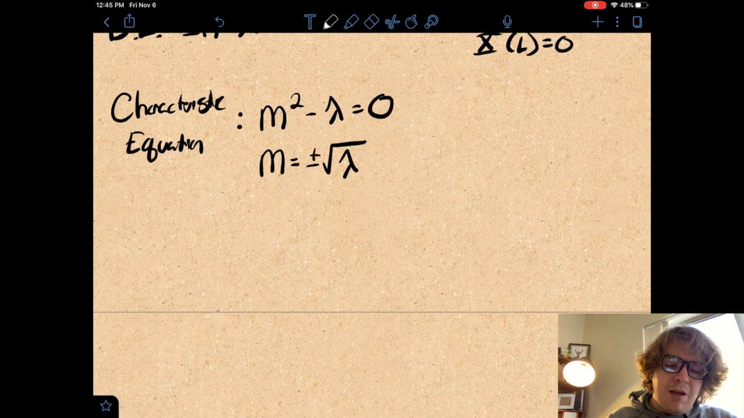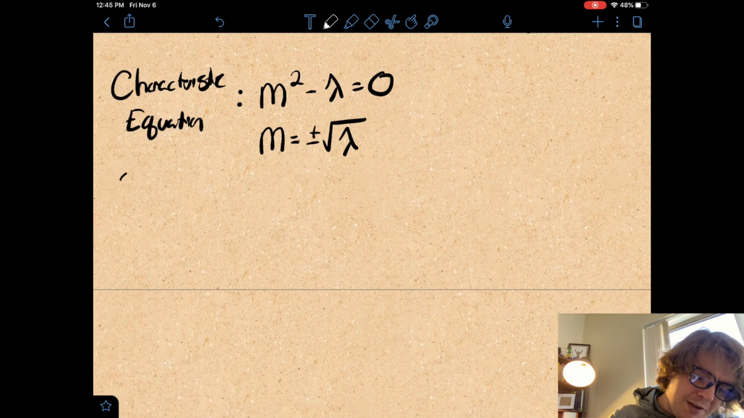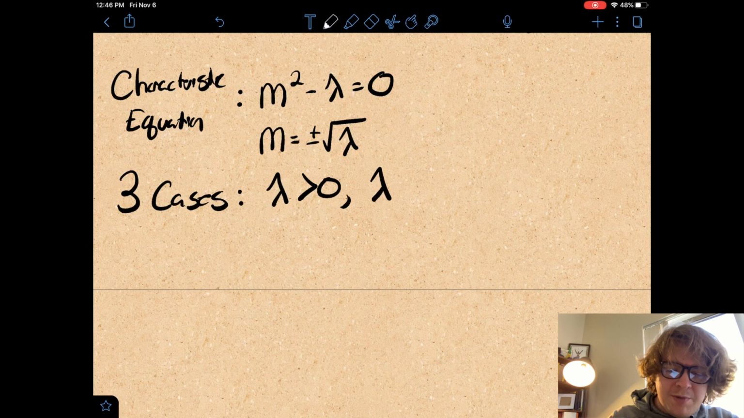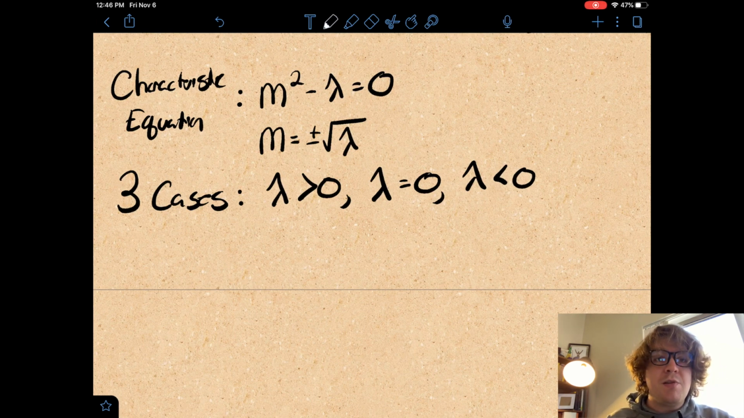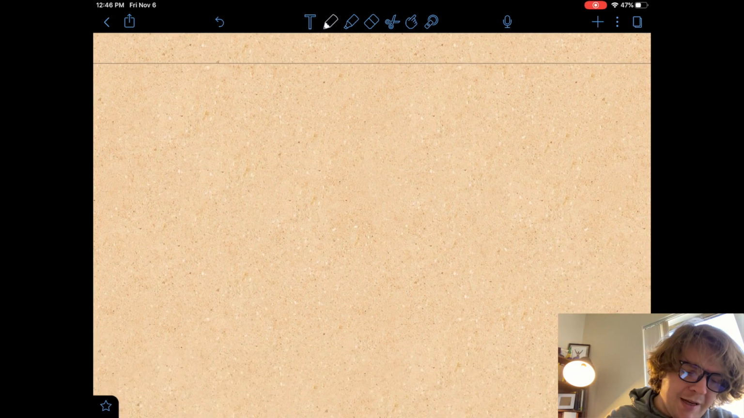So what we really have to do is consider three cases, because depending on what lambda is, we're going to end up with different solutions to the differential equation. Those three cases are: what happens if lambda is greater than 0, what happens if lambda is equal to 0, and what happens if lambda is less than 0, because each of those is going to produce different results. So let's look at these case by case.